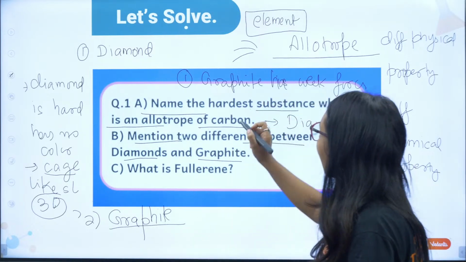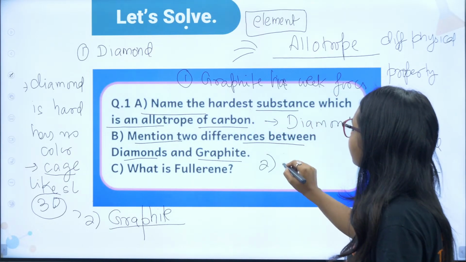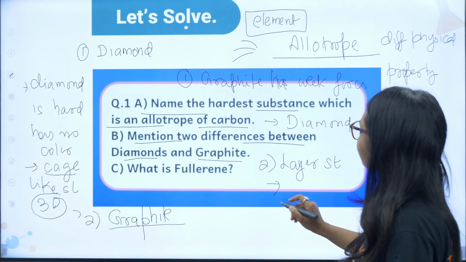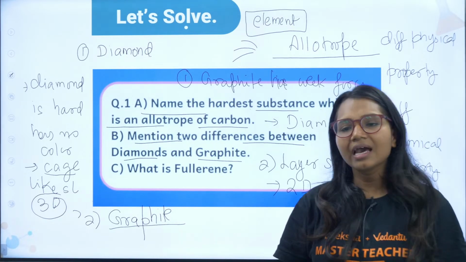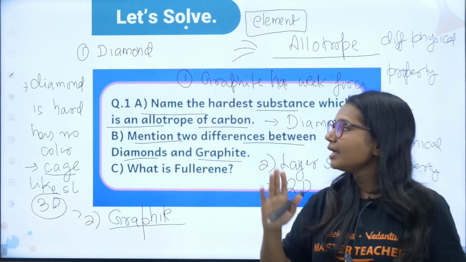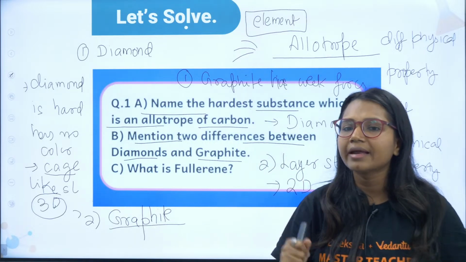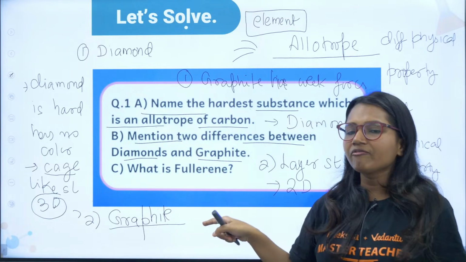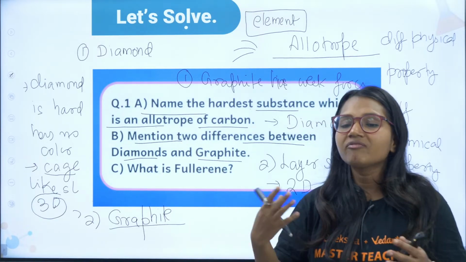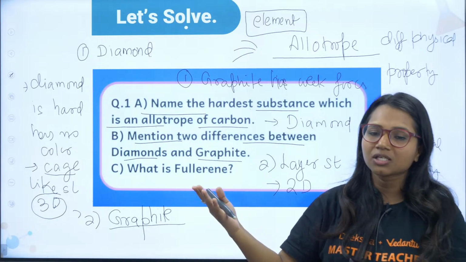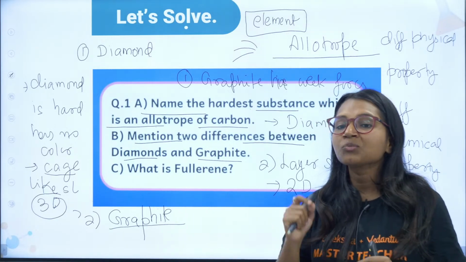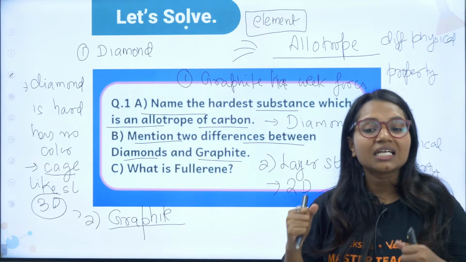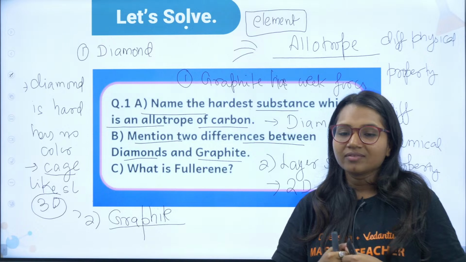Correct? Yes. And graphite is a layered structure. Graphite is a layered structure and it is a 2D structure. Correct? Yes. Okay, tell me quickly, diamond and graphite, who conducts electricity? Very, very important difference. Though they have asked only 2 differences, if you know more, they can ask in 3 marks and 4 marks, so if you know more points, you can write there. Tell me, graphite and diamond, which is the conductor of electricity?